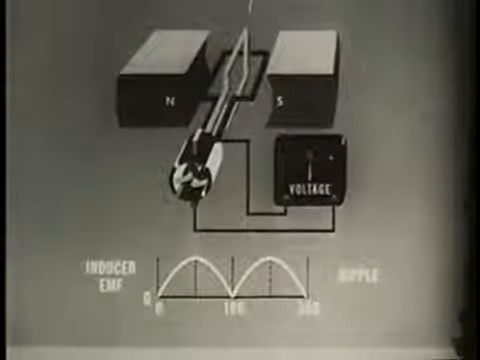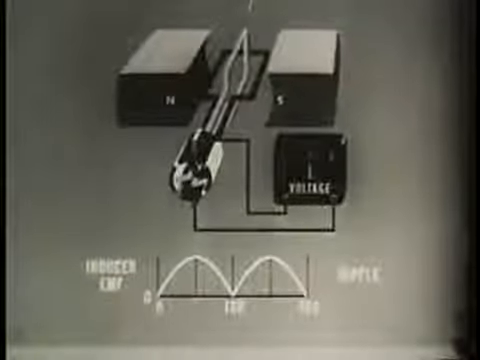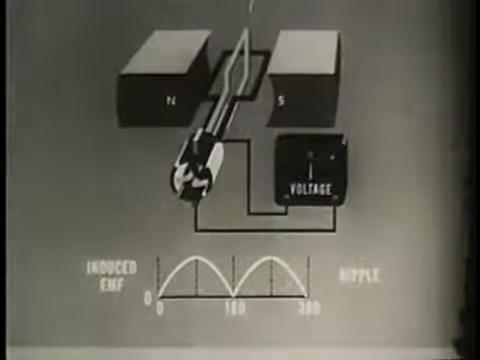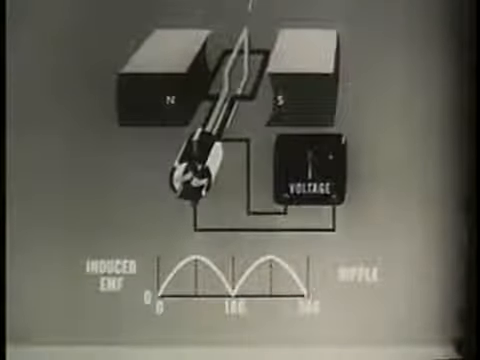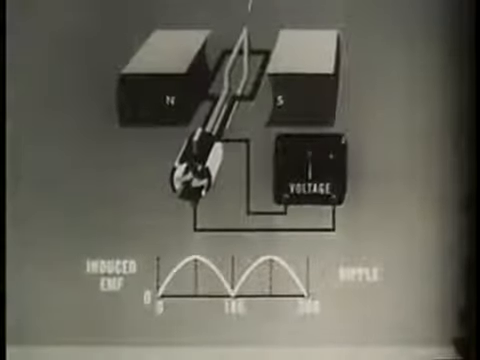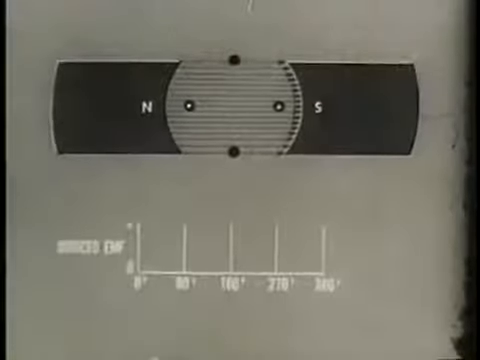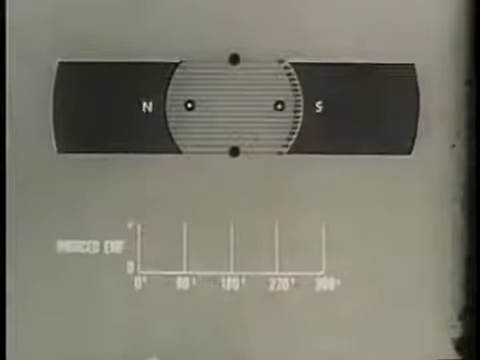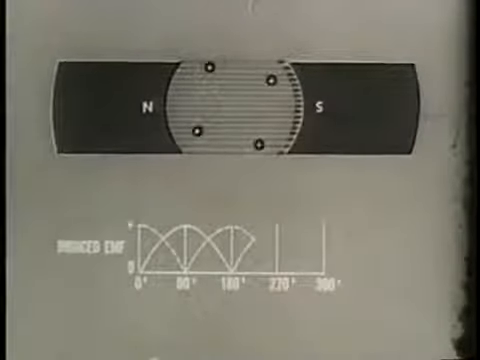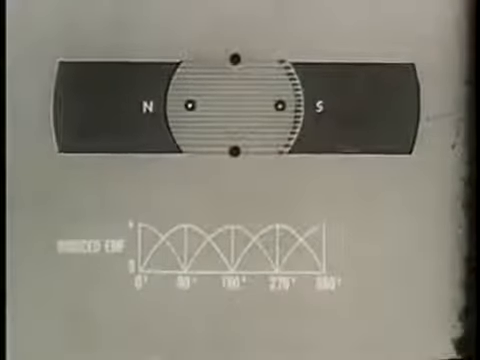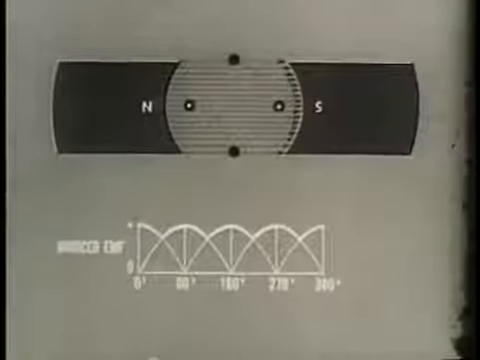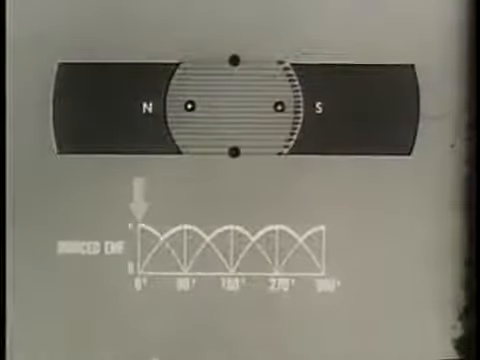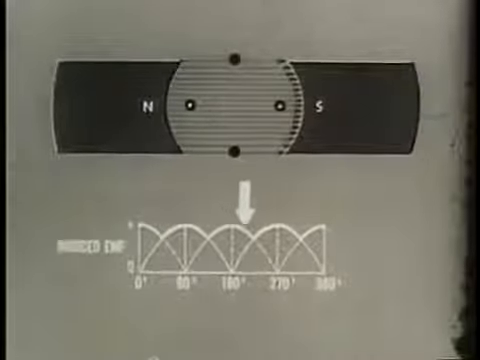Two loops at right angles connected to 4 commutator segments provide 2 outputs instead of 1. These outputs are 90 degrees displaced, or apart, which combine to smooth the DC output. However, even with 2 loops and 4 commutator segments, the rectified curve is still somewhat irregular.